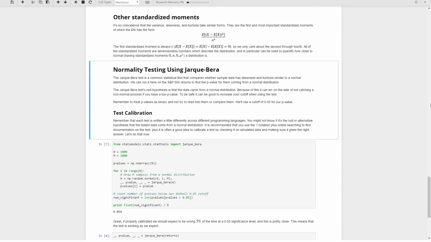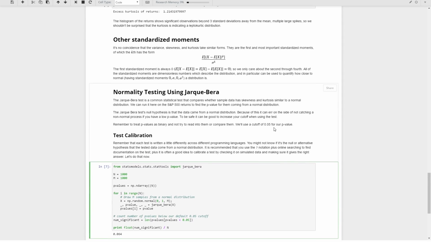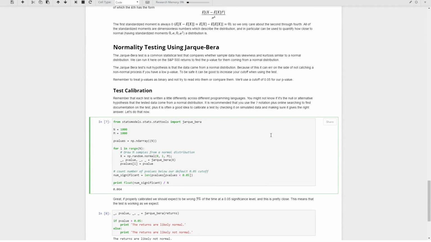All of our tests are written a little bit differently across various programming languages, so you need to double check, at least in the documentation. I know I just told you which side is the null hypothesis and which side is the alternative hypothesis, but it's good to check which is the correct side.